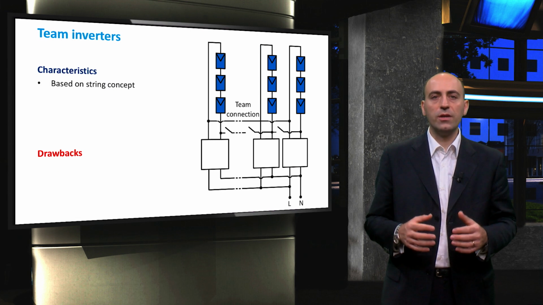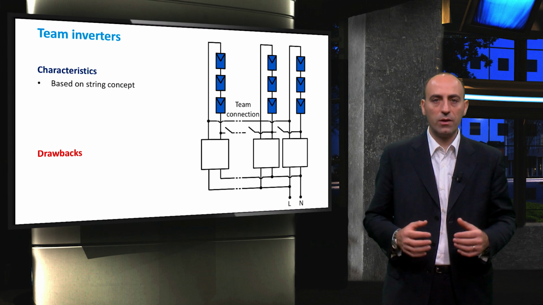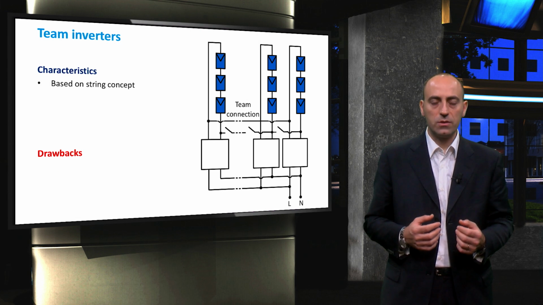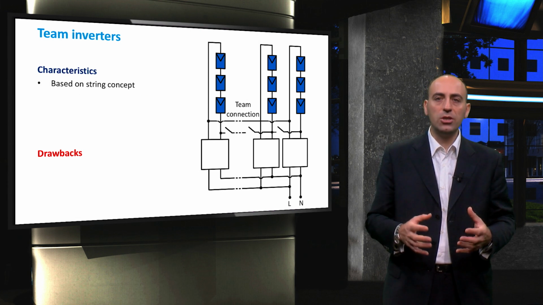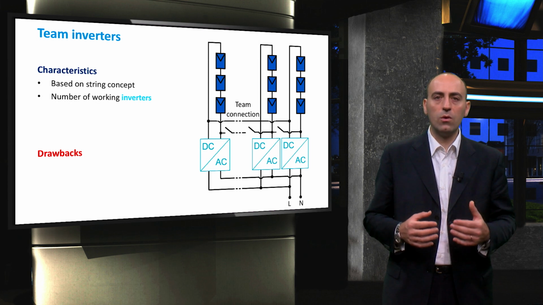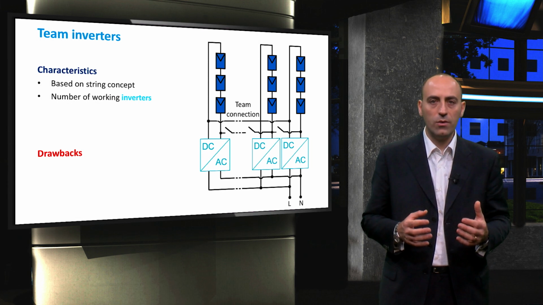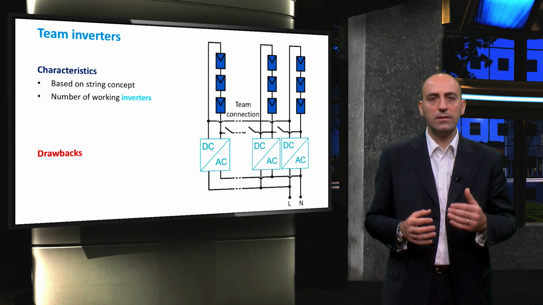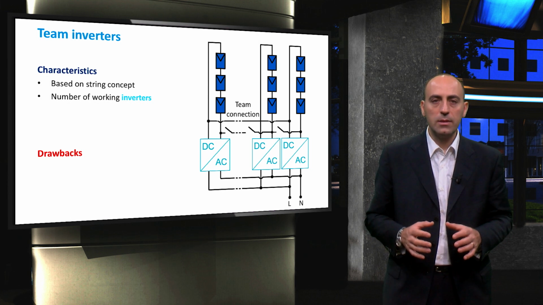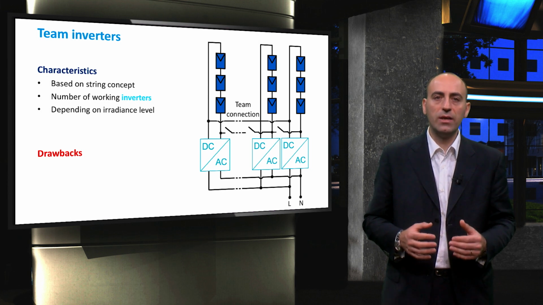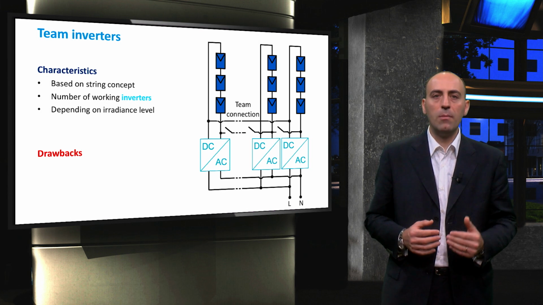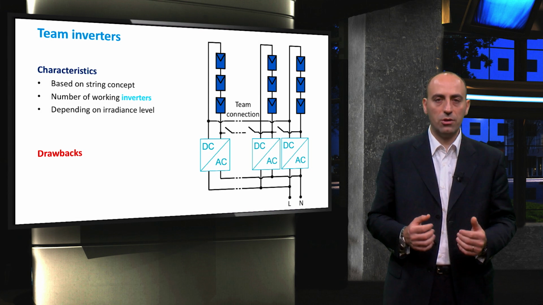Finally, based on the string concept, we have the team inverters configuration, suitable for places with variable meteorological conditions. Basically, it is a combination of several string inverters working with the team concept to reduce the overall losses, as any power electronic converter is designed such that it has maximum efficiency near full load. The concept of team inverter is that each string is connected to a bus that is activated or not, depending on the amount of power that the PV modules are generating.